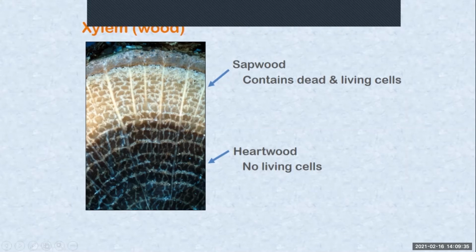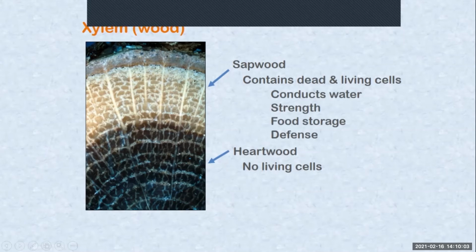So looking at a cross section, your sapwood, which contains both dead and living cells, is the outer part here. And then eventually as cells start to die and lose their function, they become discolored and you have what is called the heartwood. And the heartwood has no living cells at all. Everything has died by the time it becomes heartwood.